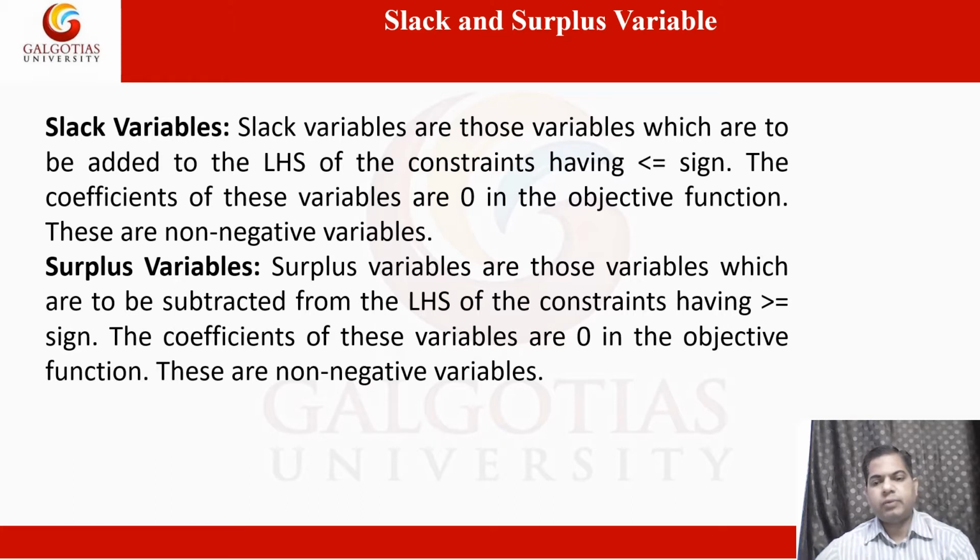Similarly, the surplus variable: surplus means something extra. If the constraint has a greater than or equal to sign, that means there is something extra on the left hand side of the constraint. So any variable which is to be subtracted from the left hand side of a constraint having a greater than or equal to sign is known as a surplus variable. The coefficients of these variables are 0 in the objective function, and these are also non-negative variables.